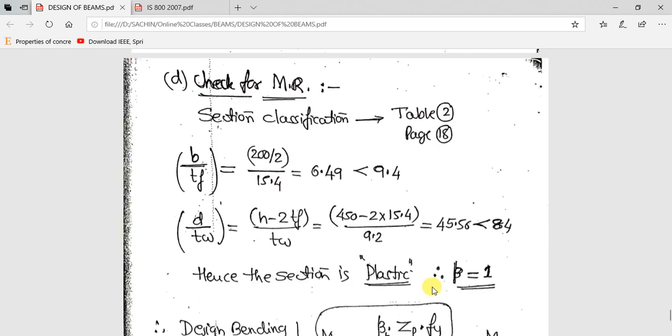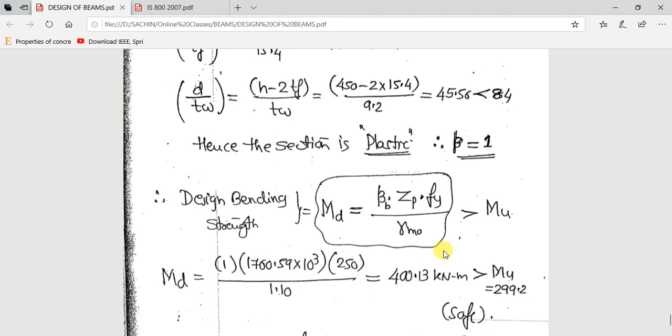So check for moment of resistance. Once again, you have to cross check whether it falls under plastic or semi-compact. So once again, you'll be using these two values and referring to table 18 to get the value of beta. You are getting these values below 9.4 and 84, so it falls under the plastic section, so beta will be equal to 1.